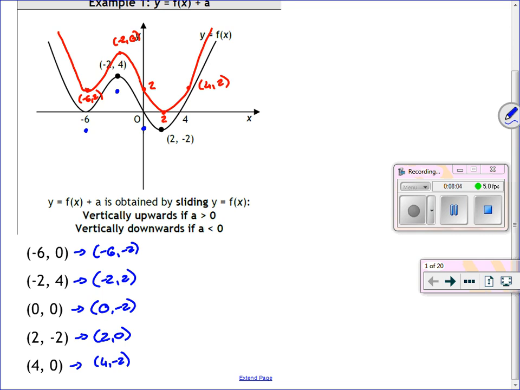Sorry, that should be 2, minus 4, I should have said. 2, minus 4 should be here. Apologies about that. And 4, minus 2 would be here. Just make sure you do the correct change. Let me just change that for you on this. Then just sketch out the graph.